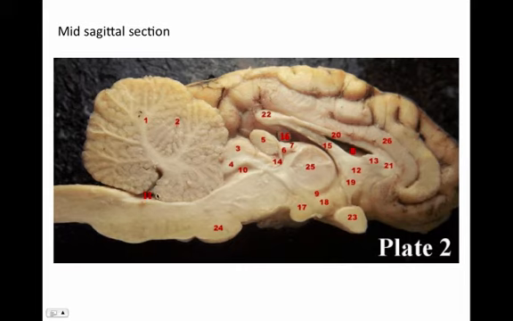Name this structure seen in mid-sagittal section: cerebellum. Name the white matter within the cerebellum: arbor vitae. Here, the gray matter on the outside of the cerebellum.